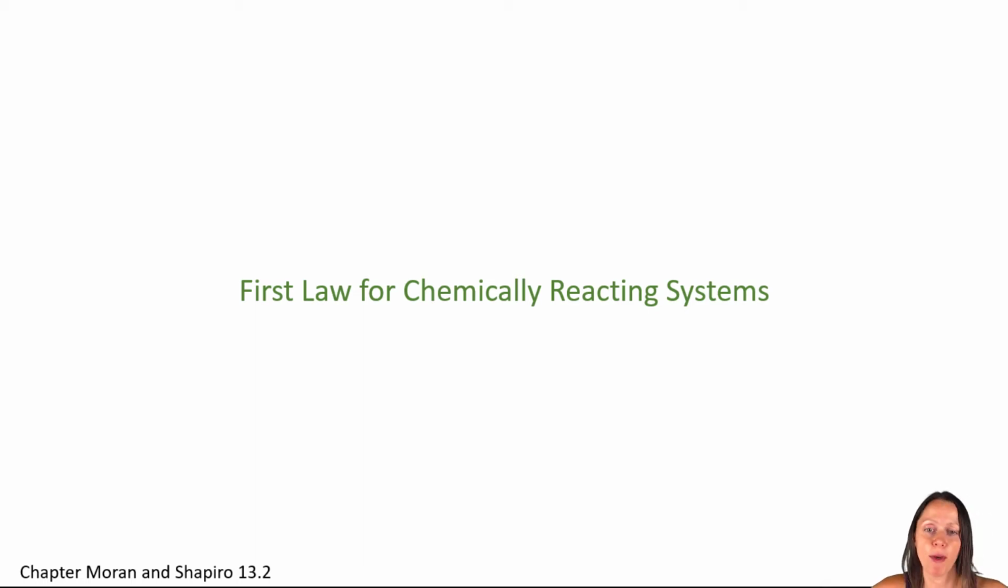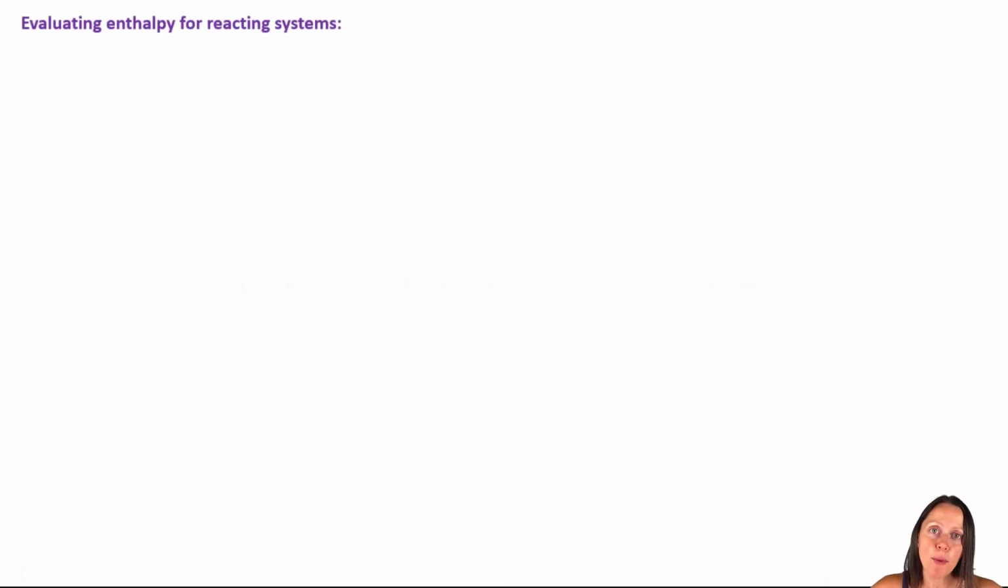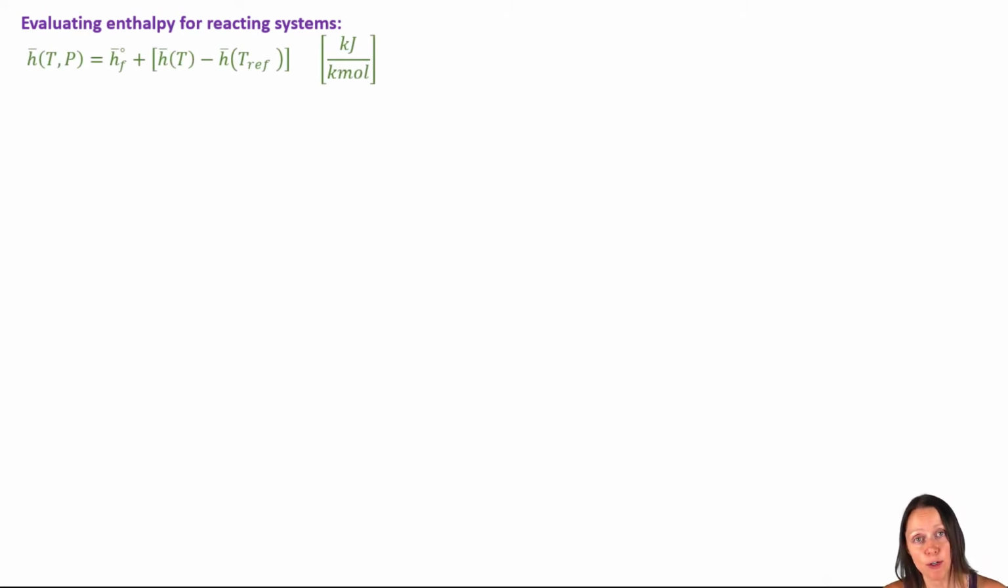All right, so we have been talking about combustion. That's leading up to being able to apply the first law for a chemically reacting system. And before we get to the first law, we're going to talk about how we handle the enthalpy. So we're going to put things in terms of H bar. So that's on a per mole basis.